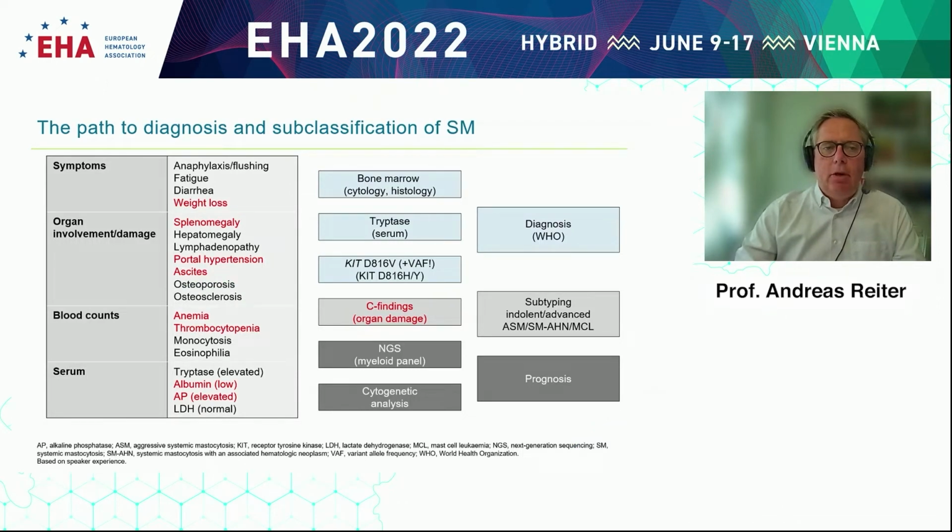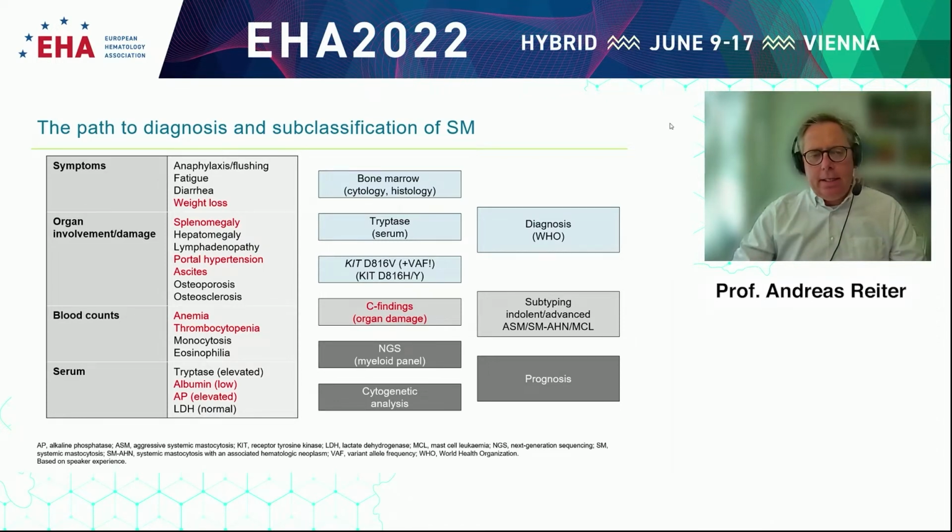This is the summary of the clinical presentation and of the diagnostic procedures, and in consequence, the subclassification of patients with advanced systemic mastocytosis. On the left side, you can see the patients really suffer from a lot of symptoms, and these are really very sick patients. They have symptoms like anaphylaxis, flushing, fatigue, diarrhea, and weight loss, and particularly symptoms due to organ involvement and organ damage, like organomegaly, portal hypertension, and ascites.